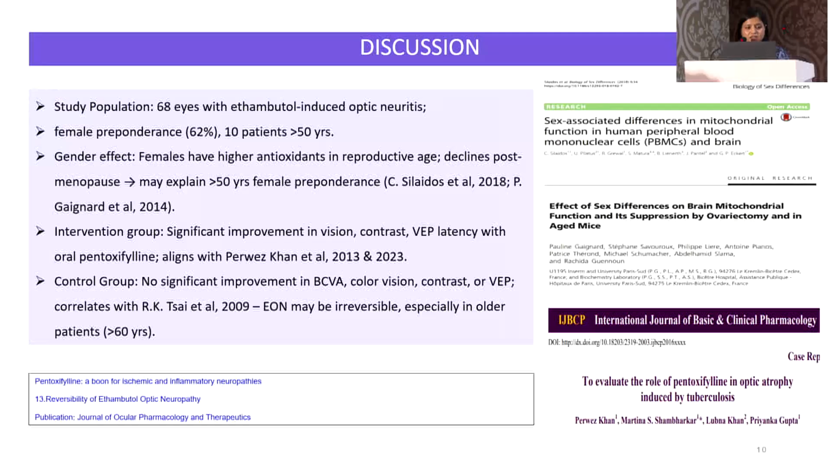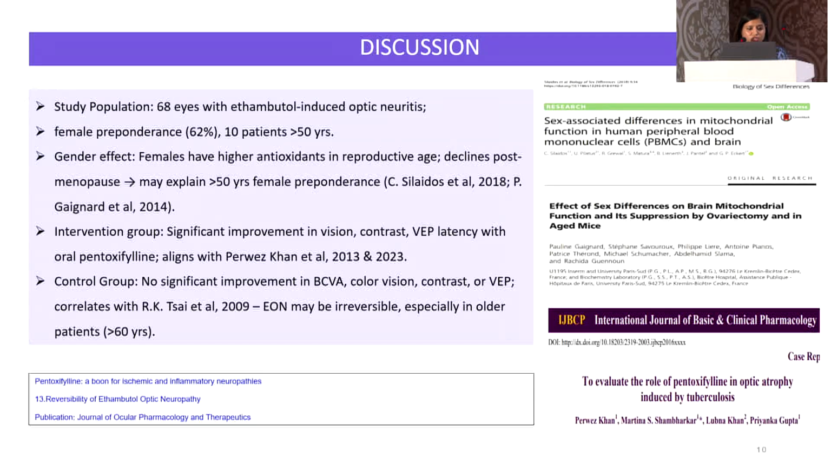So in our study, we included 68 eyes with ethambutol-induced neuritis, and female preponderance, 62%, was noted, with 10 patients more than 50 years of age. Similar studies have been done where female preponderance was noted. Females have higher antioxidants in reproductive age, which decline post-menopausal, which may explain this finding.